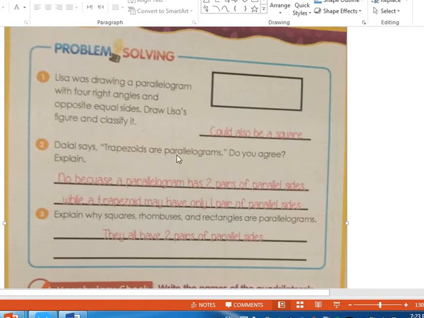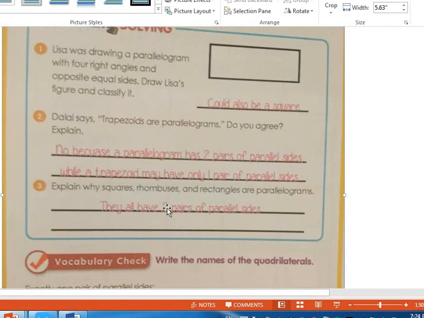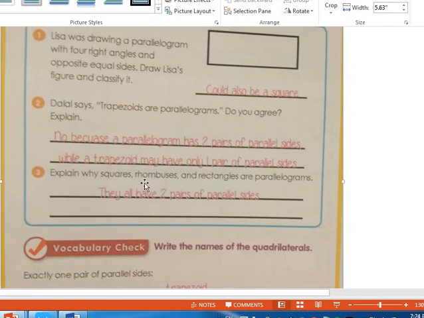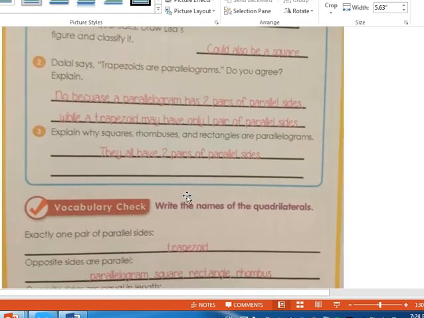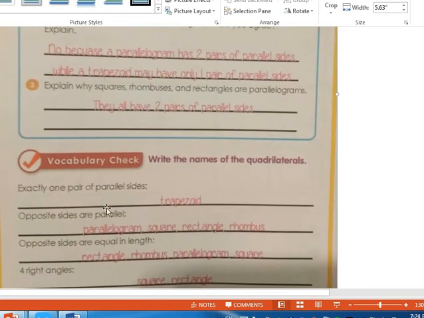Dalal says trapezoids are parallelograms. Do you agree or not? No. Why? Because a parallelogram has two pairs of parallel sides, while a trapezoid may have only one pair of parallel sides. Explain why squares, rhombuses, and rectangles are parallelograms. Why are they parallelograms? They all have two pairs of parallel sides.